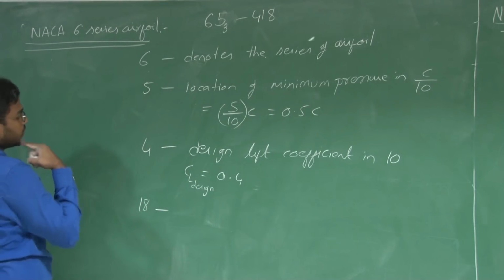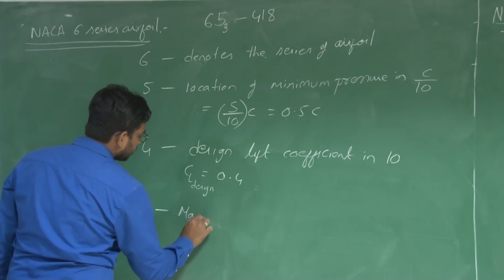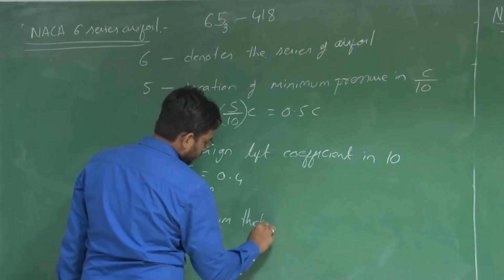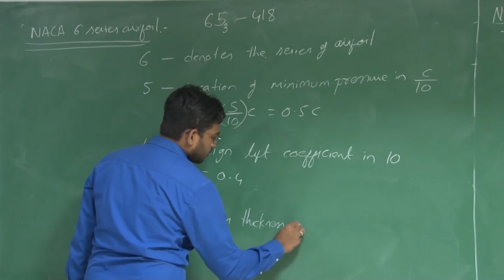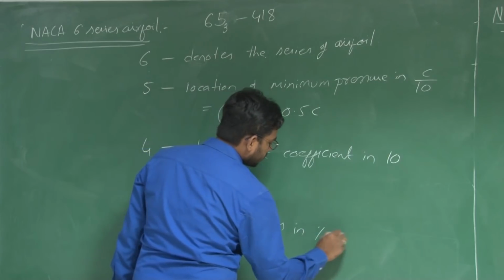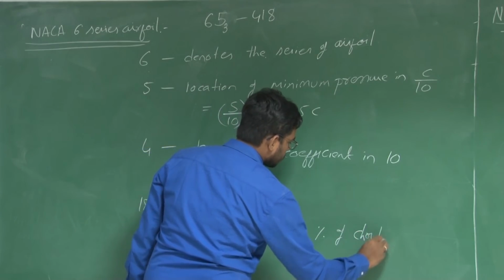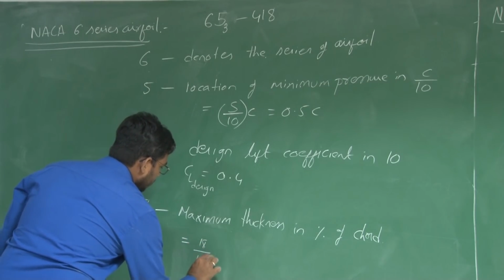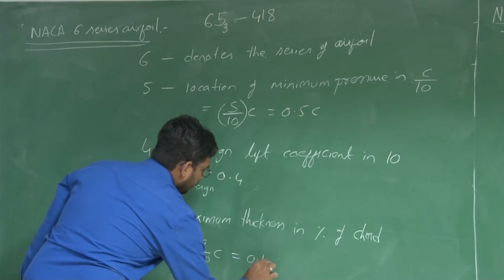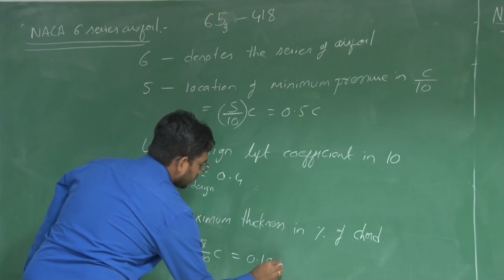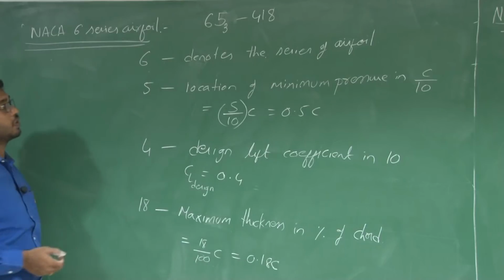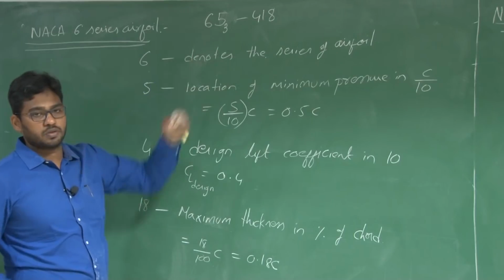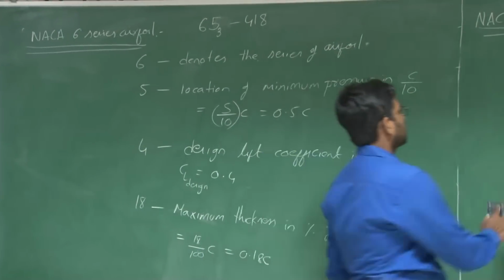And 18 here talks about maximum thickness in percentage of chord, which equals 18 by 100 into C. So the maximum thickness for this airfoil is approximately 18% of chord. Now what does this subscript denote? What is the significance?